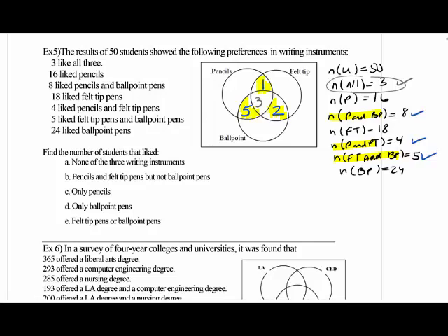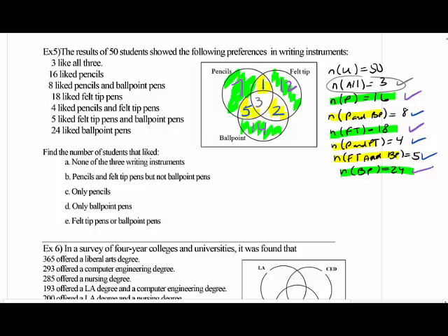So now we're going to go with, okay, what's still left over, what's only in those categories, which is looking at single pieces. So now we're looking at 16 in the pencils. Right now we have 4 plus 5, which is 9. So I should have a total of 7 left there. Felt tip is 18. I have a total of 6, so I should have 12 left over there. Ballpoint is 24. Right now I have 10, so I should have 14 left there.